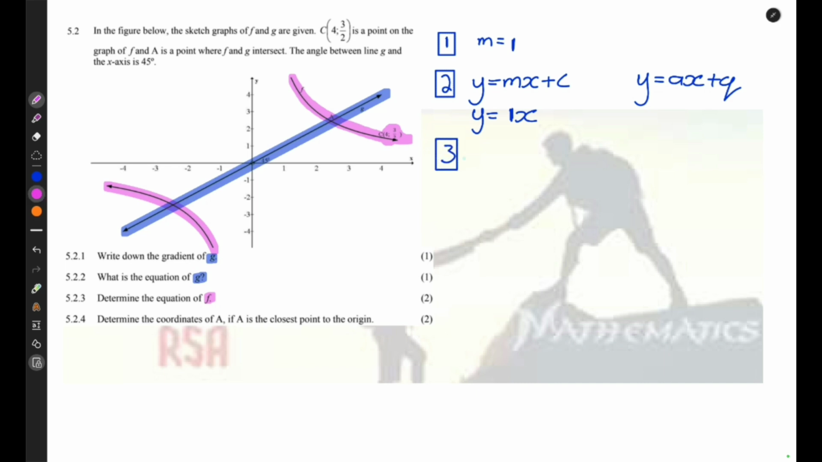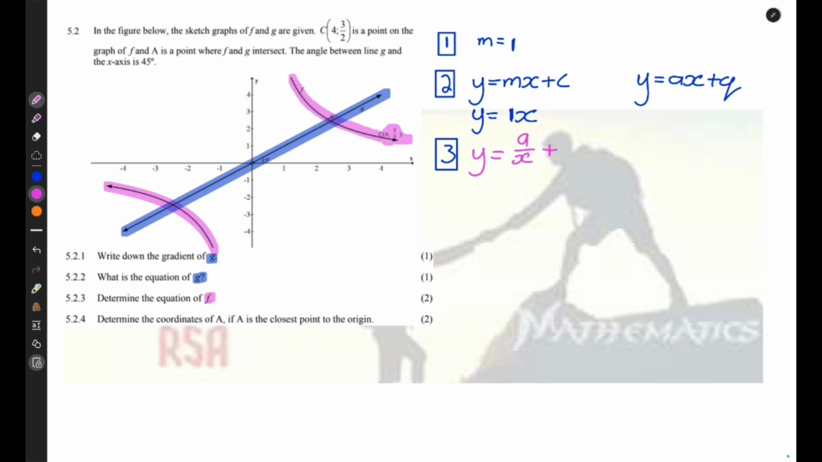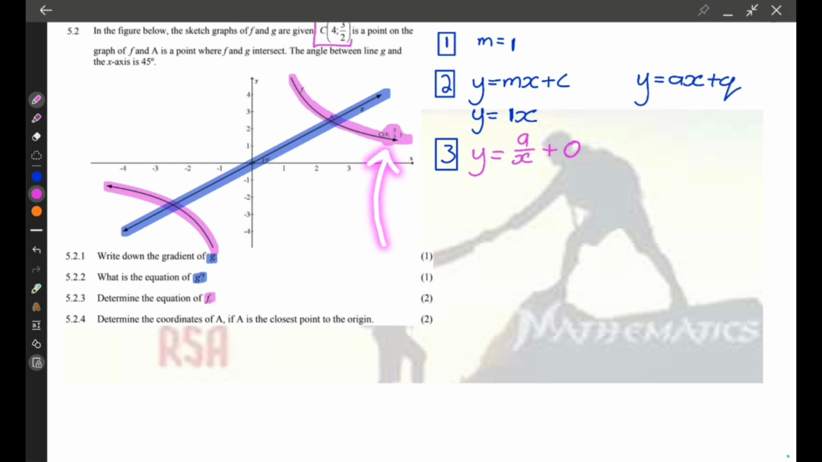Question 3, determine the equation of f. Now, because f is a hyperbola, the standard equation in grade 10 would be y equals a over x plus q. Q represents the asymptote, and the asymptote is the dotted line. If I don't see the dotted line, then it means it's a 0. So I can replace this q with a 0 or just not write anything in this specific case. Now I'm looking for any other coordinate that I have on the pink line, and they were very nice to give me this C coordinate.